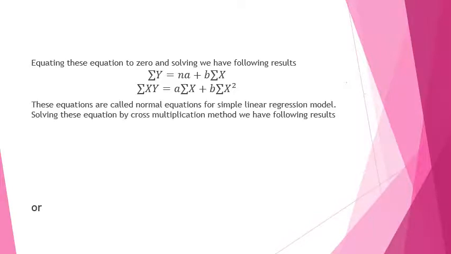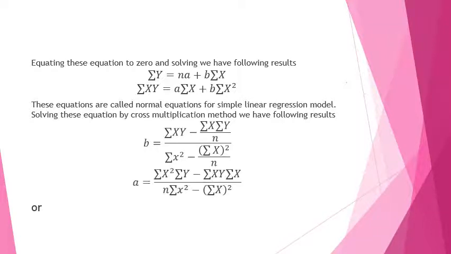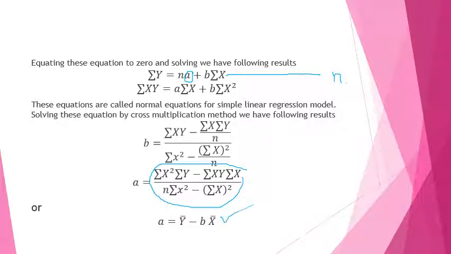By solving these equations by the cross multiplication method, we have the following results. I am not going to explain the cross multiplication method because I assume you already know how to solve two equations in two unknown parameters. This is the value of b by simultaneously solving these equations, and a is here. Now you are wondering, this is not the formula we used earlier. We use this formula. This formula can be obtained by dividing this equation by n and separating a, and we get this result.